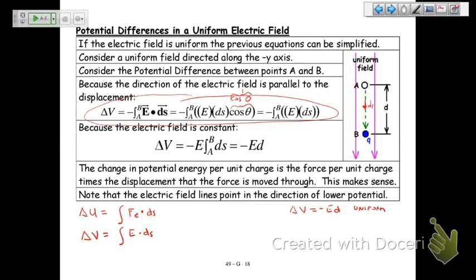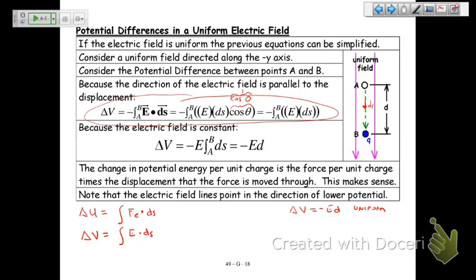It has to be uniform because you got rid of that cosine theta because they were parallel. So the way for us to know it's uniform in the problem is if it says it's uniform, or I can draw parallel lines, or I can say it's a capacitor. There are lots of ways I can say it's uniform.